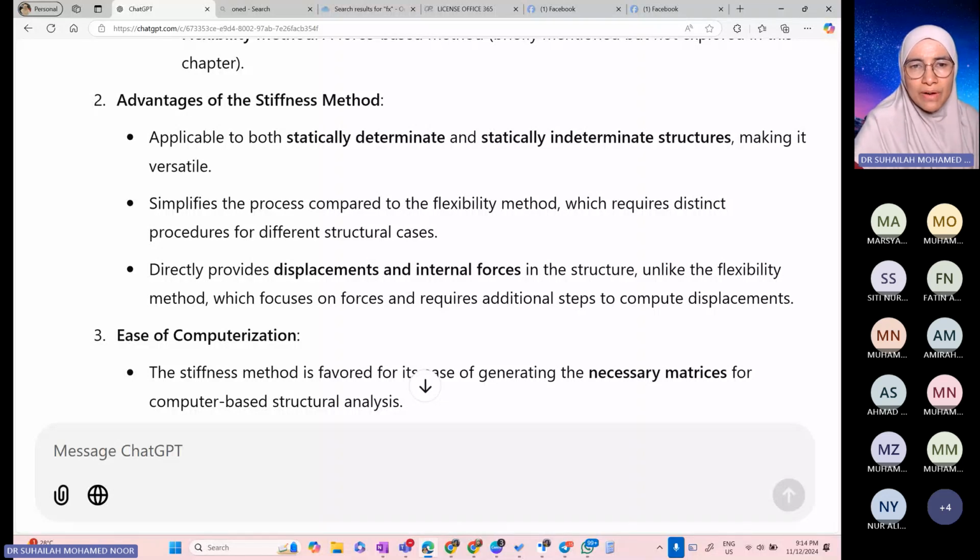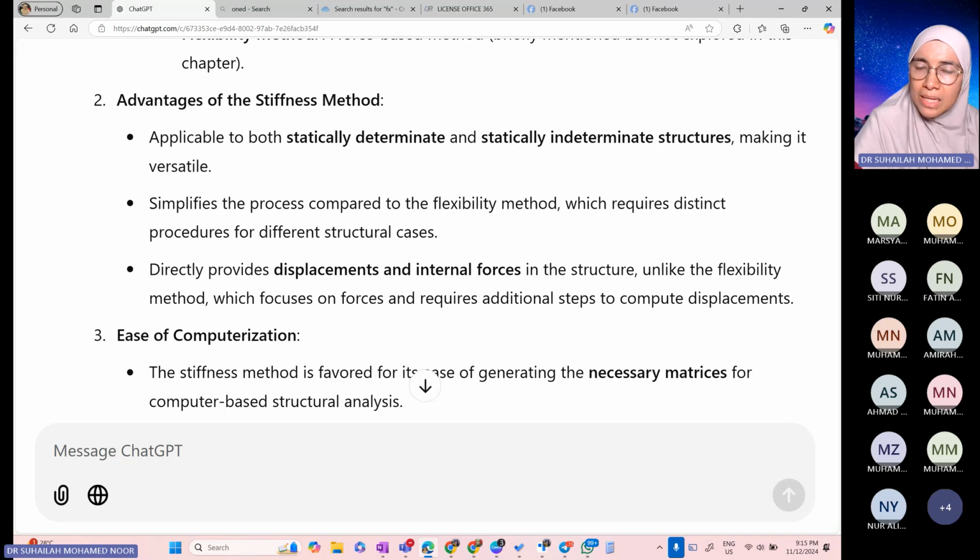Okay, number two, point number two under advantages: simplifies the process compared to the flexibility method, which requires distinct procedures for different structural cases. This is actually, the stiffness method ni is the theory behind software. I believe you have been used, you use ESTEEM during diploma project. Okay, ESTEEM tu structure software, right? So actually the theory behind software is stiffness method.